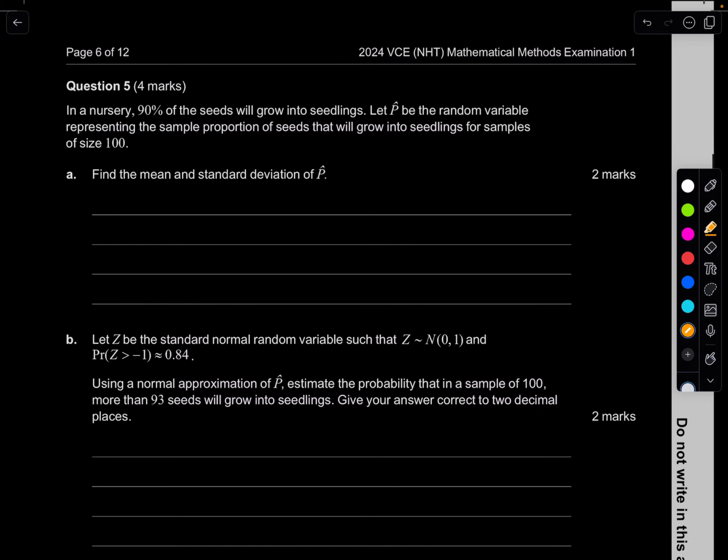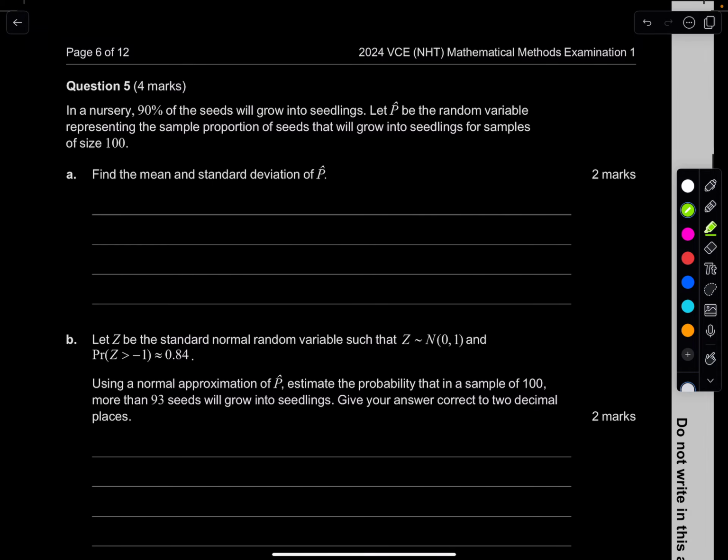Next one, let's have a look at question 5. Question 5 states that in a nursery, 90% of the seeds will grow into seedlings. Let p hat be the random variable representing the sample proportion of seeds that will grow into seedlings for samples of size 100. Okay, so let's do this. Find the mean and the standard deviation of p hat.